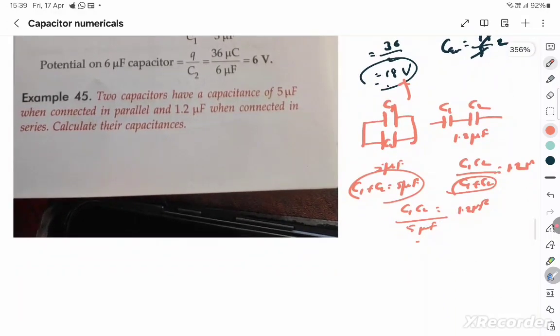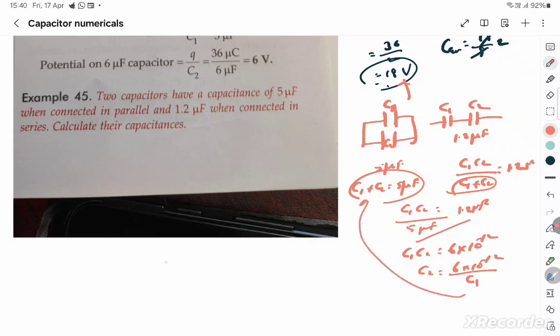Multiplying these two, C1 into C2 is 6. 12 fives are 60, so it's 6 into 10 to the power minus 12, since micro makes it 10 to the power minus 6 each. So you can now solve it like a linear equation. Write C2 in terms of C1, 6 into 10 to the power minus 12 by C1, and substitute that into the equation.